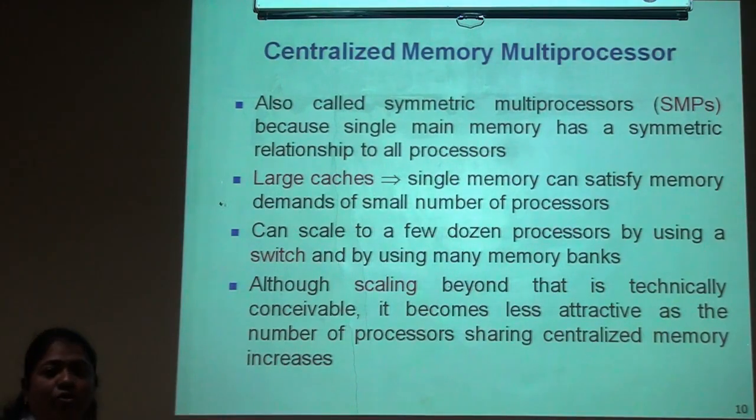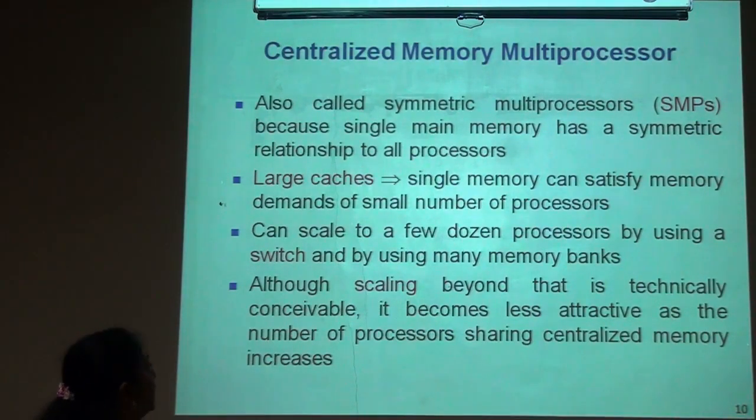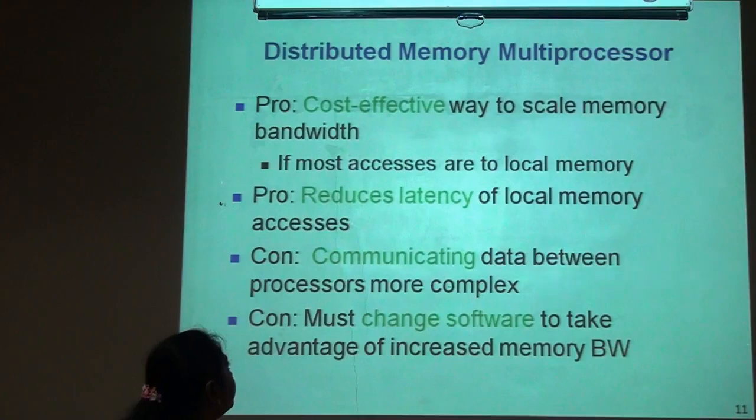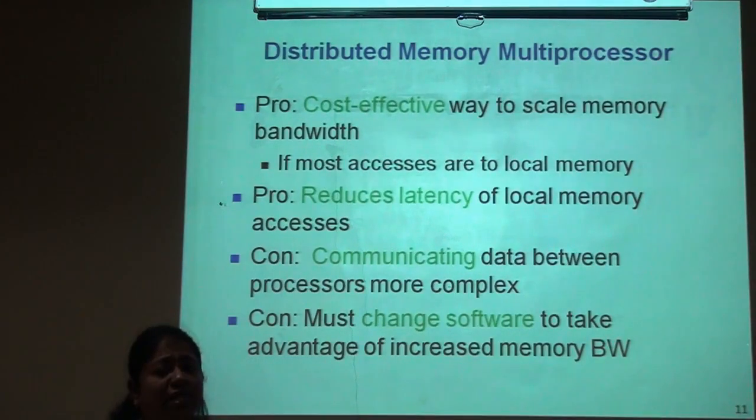If I want to take data from processor 1 to processor 2, here the data dependency problem can also be raised. And if you want to increase the scaling also, we prefer the centralized multiprocessor.